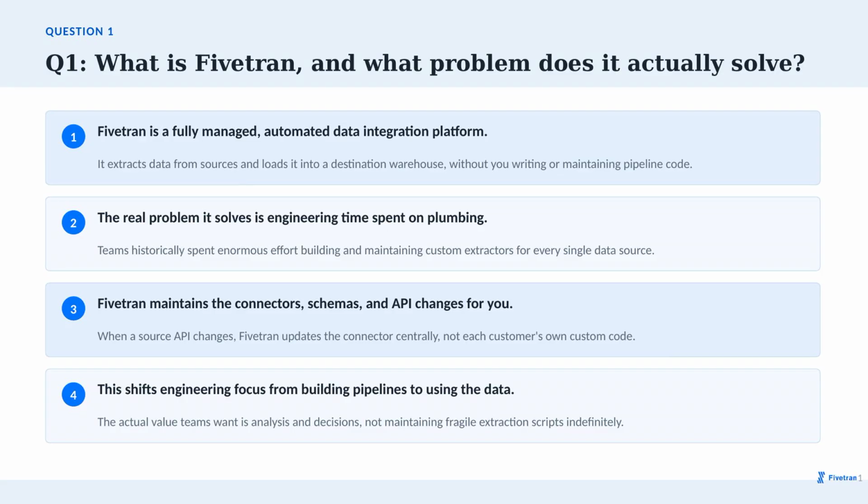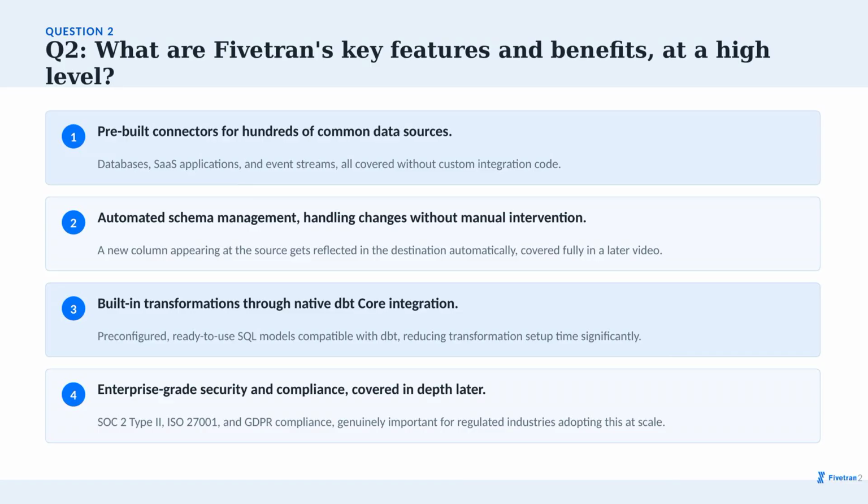What are Fivetran's key features and benefits at a high level? Pre-built connectors cover hundreds of common data sources, databases, SaaS applications, and event streams, all covered without writing any custom integration code yourself. Automated schema management handles changes without manual intervention. A new column appearing at the source gets reflected in the destination automatically, a topic covered fully in a later video. Built-in transformations come through native dbt core integration, pre-configured, ready-to-use SQL models compatible with dbt, reducing transformation setup time significantly for a new project.